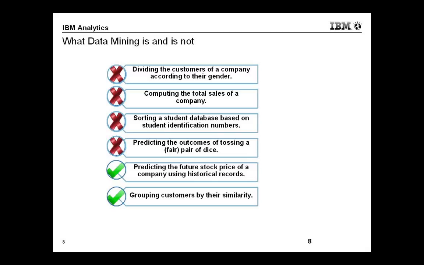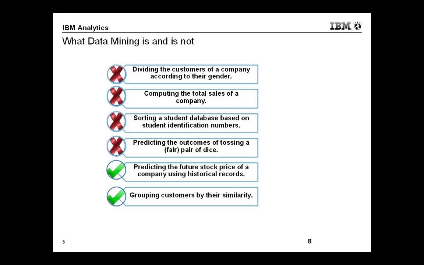Predicting the outcome of tossing a fair pair of dice, well, it may seem like it's data mining because it has predicting in it, but the truth of the matter is, if it's a fair die, then every outcome has the same probability. So really no new information gets uncovered. But if we're looking at predicting the future stock price of a company using historical records with time series, that's data mining. Or if we're looking to group customers by their similarity, that's also a data mining process.